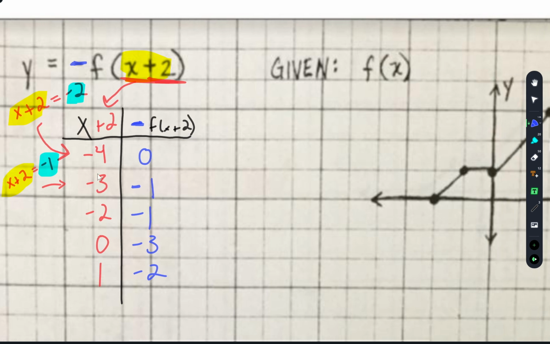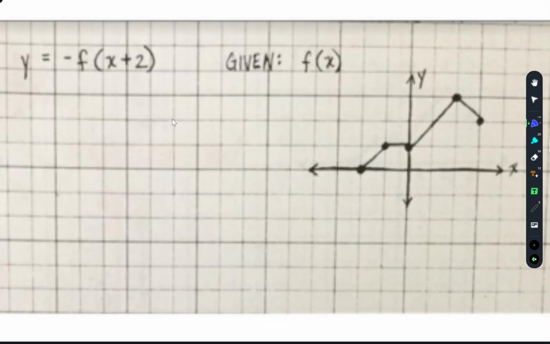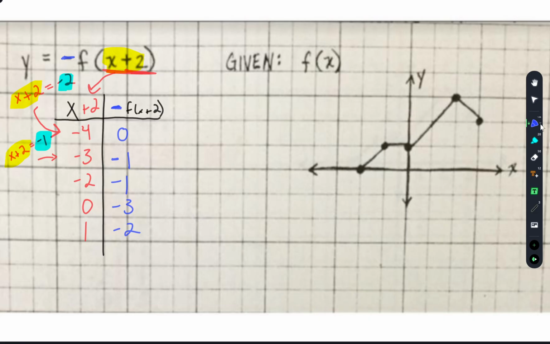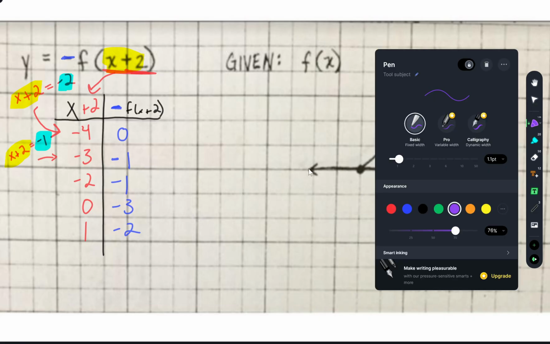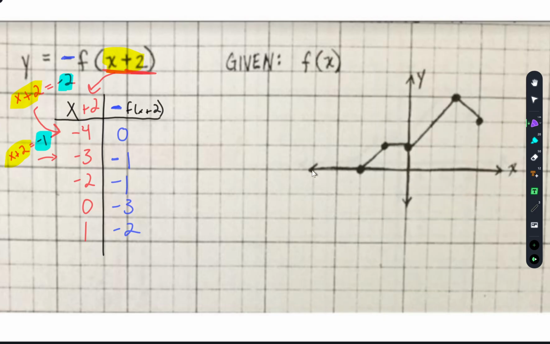Because now you can just graph it and you'll see that it's legit, because if you graph all those points, I'm going to make it purple because it's cute, you know? So -4, 0, -3, -1, -2, -1, 0, -3. Kind of ran out of graph there. That's okay. And then 1, -2. So you can see how it was reflected. It is legit. It's reflected and left 2.